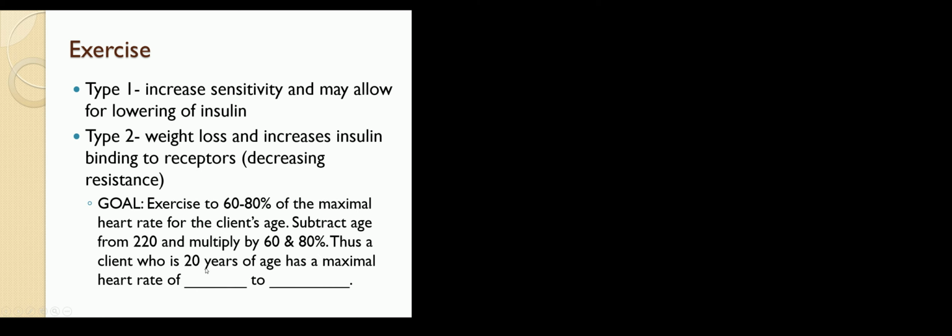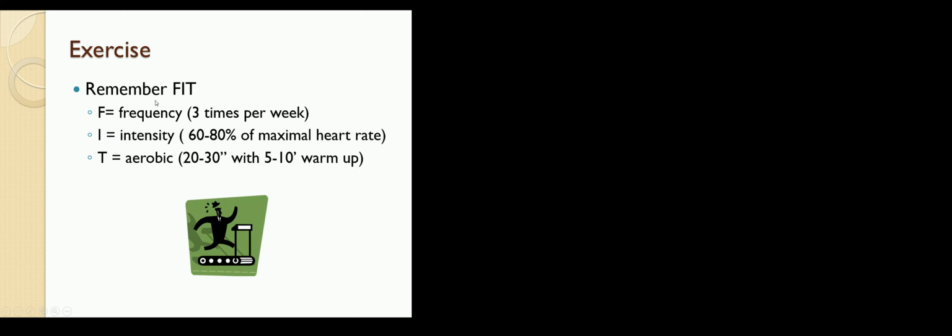Thus, if you had a 20-year-old, you would subtract 20 from 220, get 200, multiply that by 60%, and you get 120, multiply by 80%, and you get 160. So their heart rate when they're exercising should be 120 to 160. Exercise, remember the acronym FIT: frequency, 3 times a week; I, intensity, 60 to 80% of your maximum heart rate; and T, aerobic, you want to do 20 to 30 minutes with a 5 to 10 minute workout.